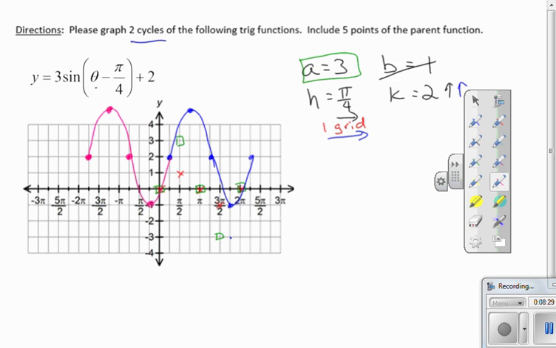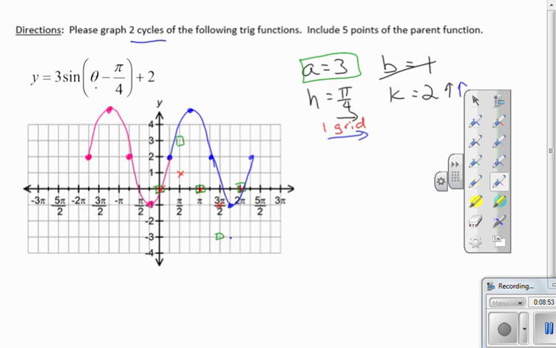Again, because there was no horizontal stretch or compression, which I'll show in another video, handling it via the period. Okay? So that is pretty much how you make a transformed sine wave that has a vertical stretch and a horizontal and vertical shift.